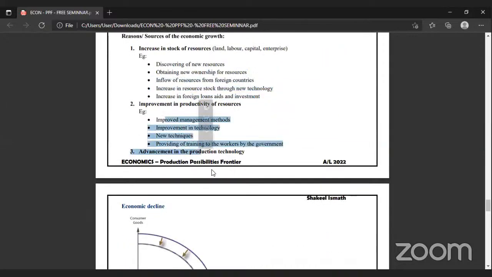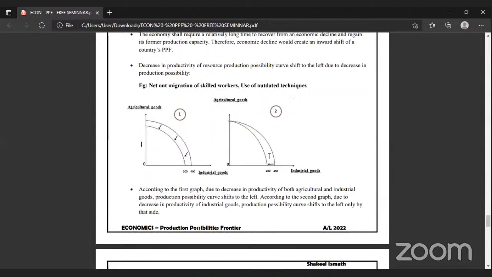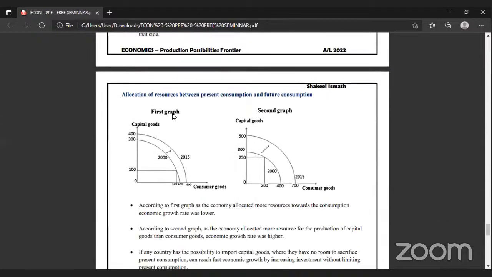Improvement in productivity, new technologies, economic decline will shift inside the curve, and it can be one or both the productions. And this is what I talked about. Bilal, I think Bilal asked this question, right? Future consumption, present consumption and future consumption. If the economy focuses, look at this graph, and this is very important. Economy will grow, right? Economy will grow.